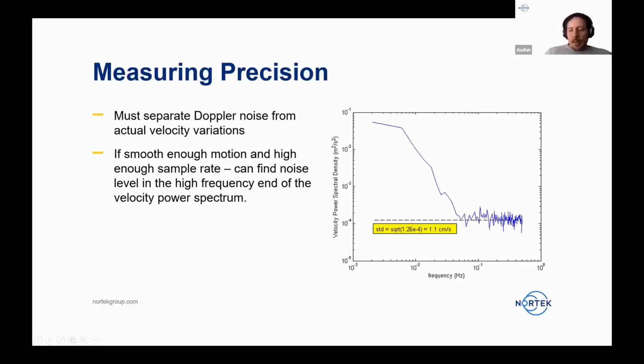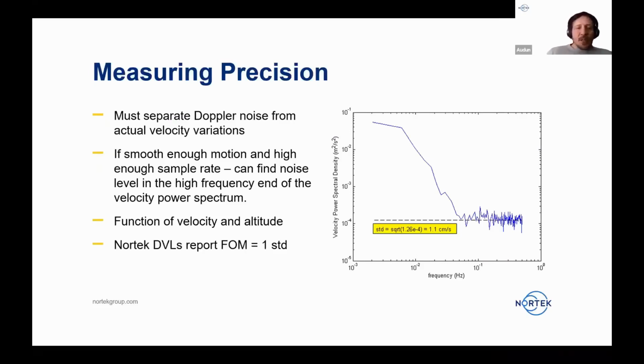So if I keep doing this, I will find that this will be a function both of my speed over ground and the altitude above ground. So this has to be done repeatedly if you want to truly characterize the DVL. Also, maybe if you don't want to do that, you can look at the figure of merit that the DVL itself reports. It does this for every ping, every beam. It reports an instantaneous measurement of the Doppler noise as one standard deviation of the noise.